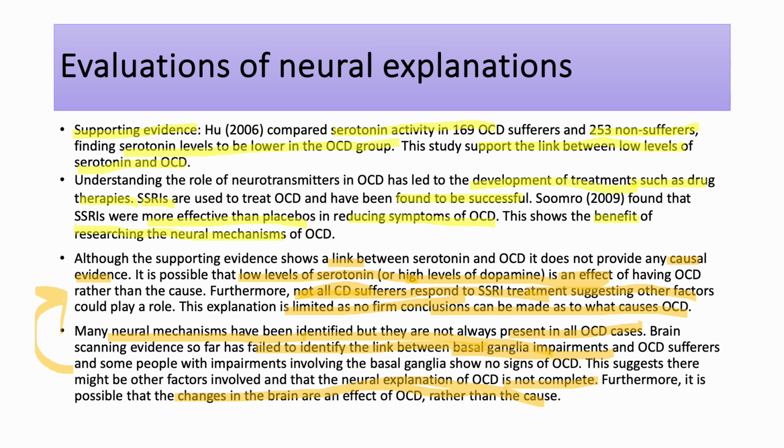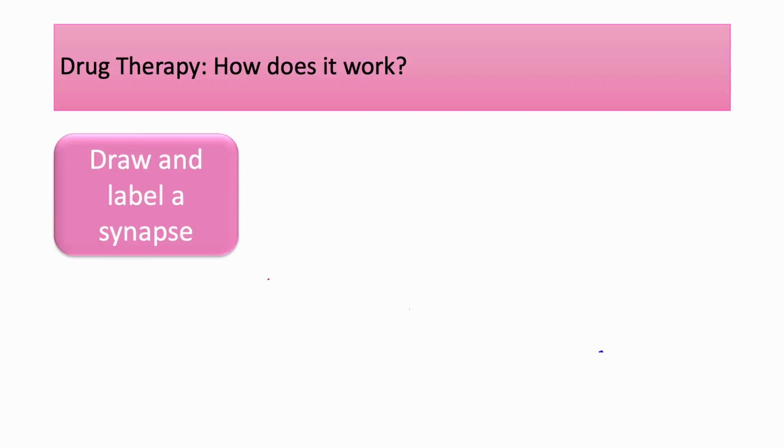So that's the explanation of OCD complete. The genetic and neural explanations. The final part of OCD you need to know, drug therapy. So this is an opportunity to pause the video. I'd like you to draw out a synapse. I'd like you to label it with as much detail as you can so that you can understand how drug therapy works. In 5 seconds, we will look at a drawing of a synapse.